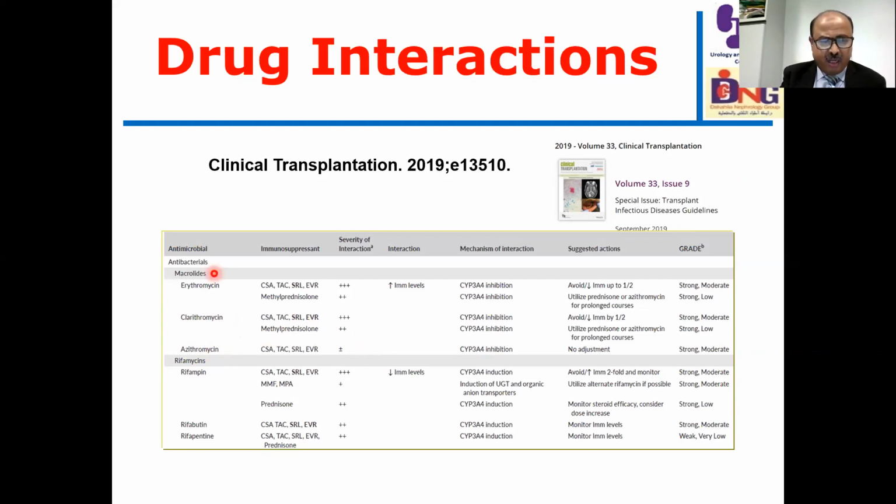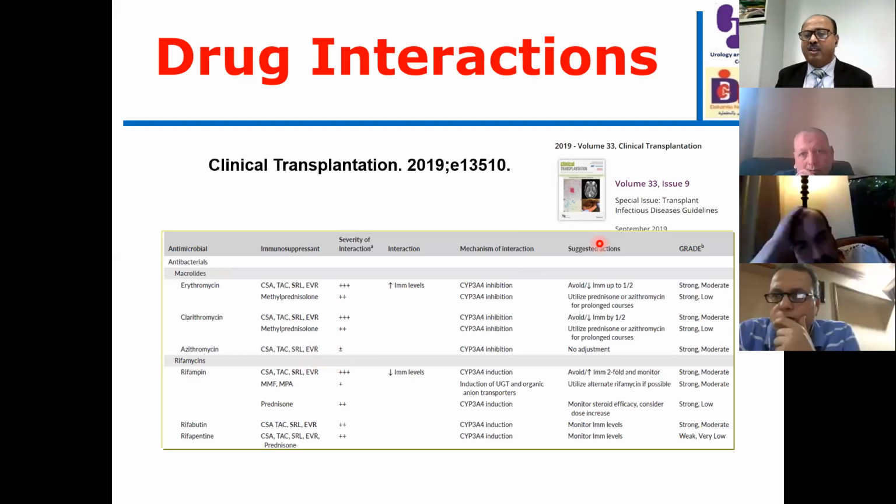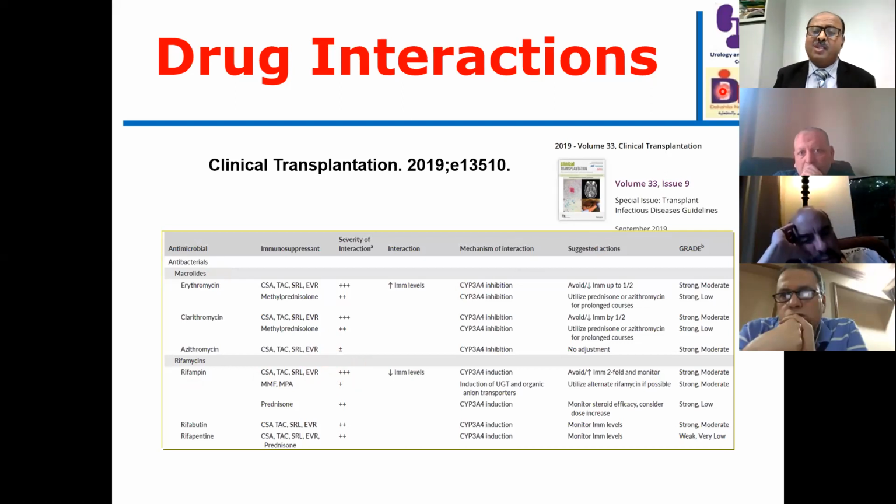These drugs, erythromycin and clarithromycin, were enzyme inhibitors. What about rifampicin? Rifampicin is a very important drug for treatment of tuberculosis, but it is associated with significant interactions, not only with immune suppressive drugs, but as well with antihypertensive treatment, with anti-dyslipidemic treatment, and many drugs. So please don't prescribe rifampicin for treating tuberculosis except after reviewing all medications.